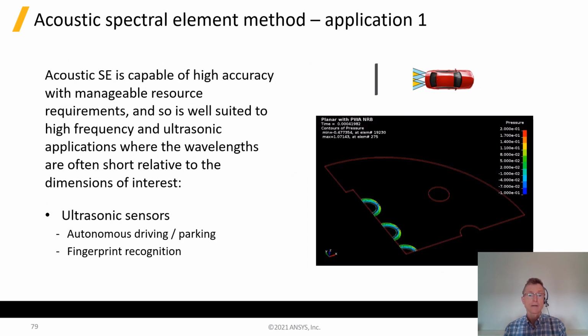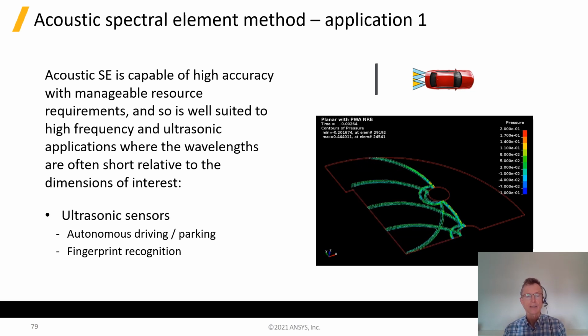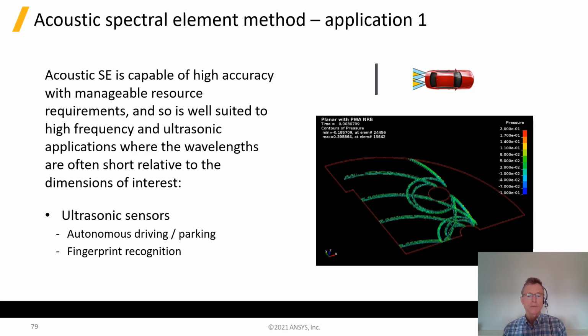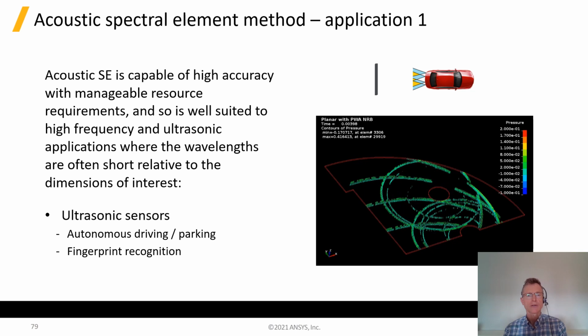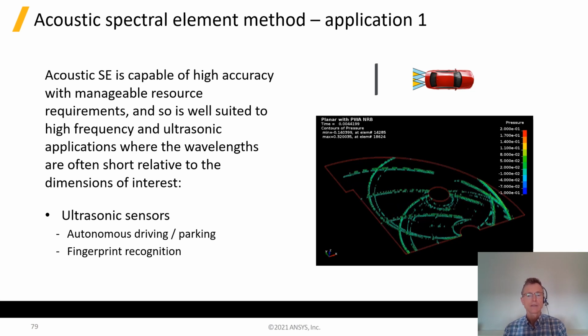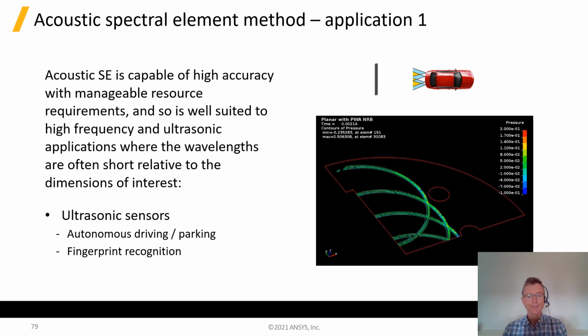So driverless cars is a big area of research at the moment, and here we see the acoustic spectral elements being applied to model ultrasonic sensors, which are used in detection of objects for automatic driving. So they're modeling wave transmission through a mesh, almost like a ray tracing approach. So the sources input a pulse, and then the model predicts what response the sensors will detect according to the shapes of the objects that are bouncing the waves back.